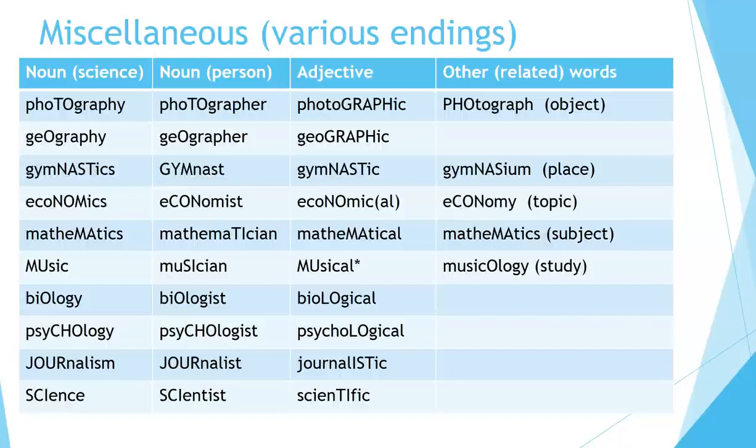The first column is noun, and we're talking about science or an activity or a field, sometimes a hobby. The second one is a noun, and we're talking about a person here. The third one is the adjective form, and the fourth column is other related words. They can be just about anything, mostly nouns here. Okay, let's look at the first row. Photography, photographer, photographic, photograph.